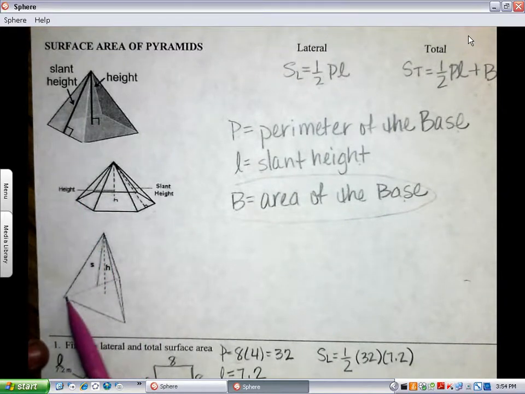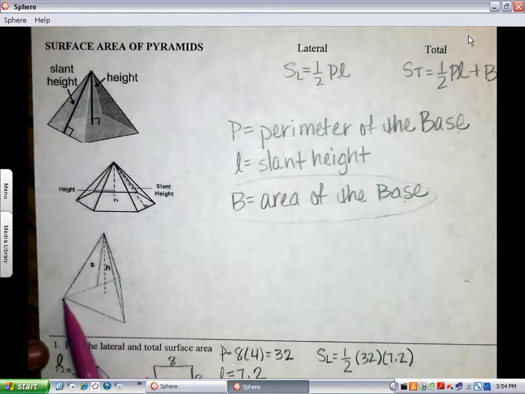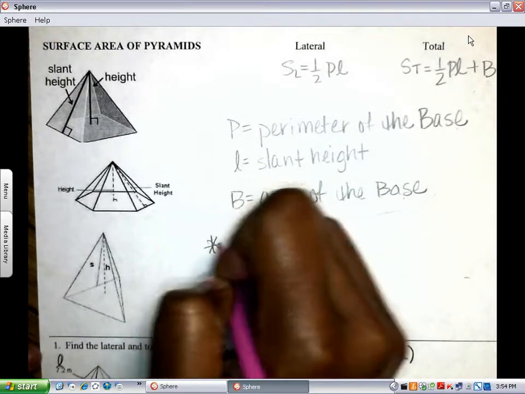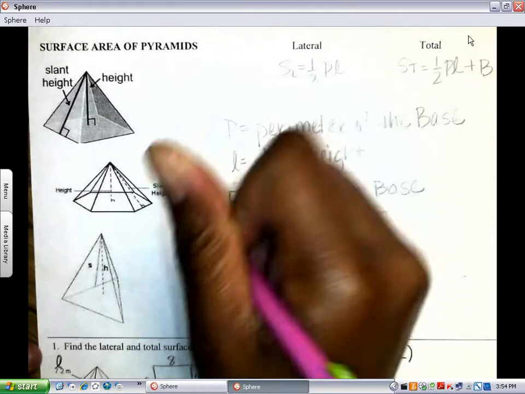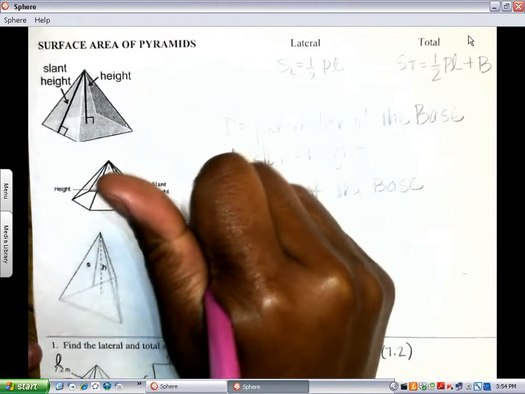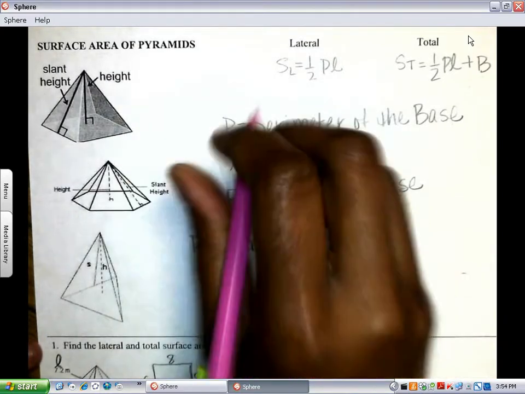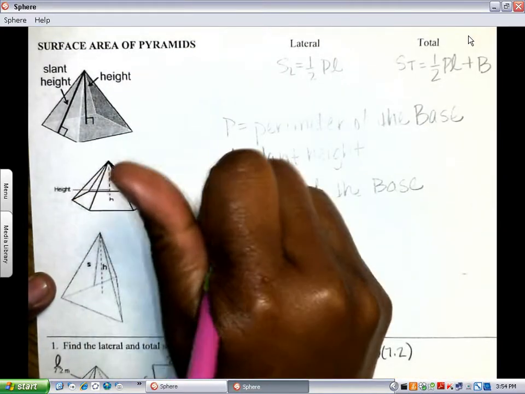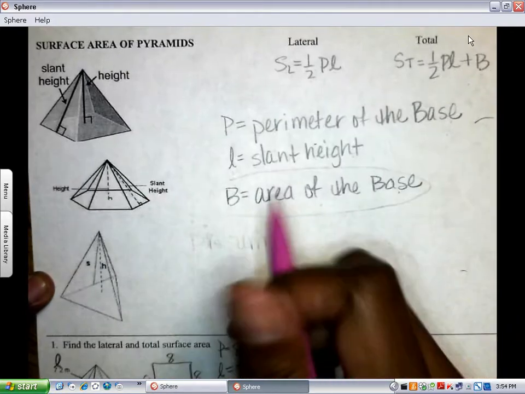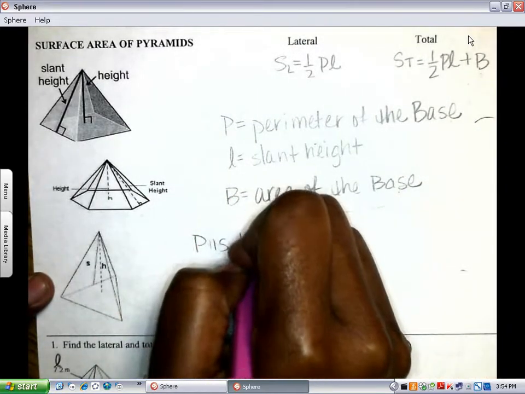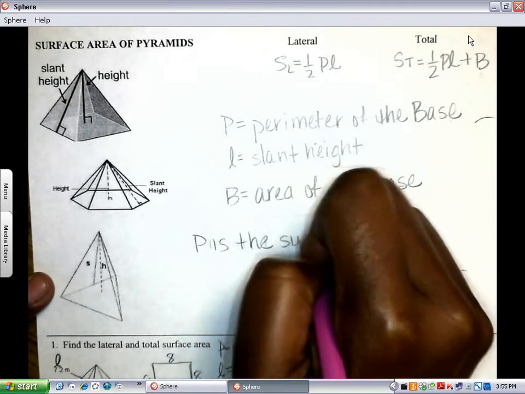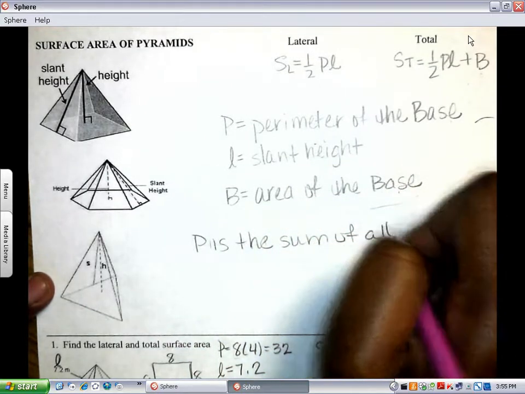In this one, the base is a triangle. So we find the perimeter of the triangle. And remember, the perimeter is the sum of all the sides. Okay, so if you don't remember, let's add a little note there. P is the sum of all sides.